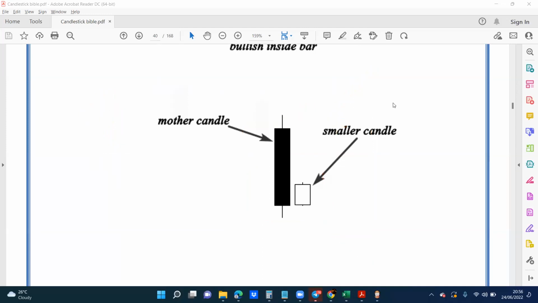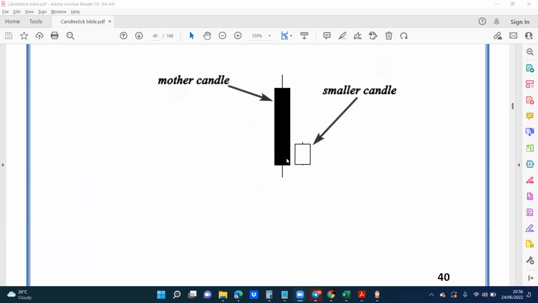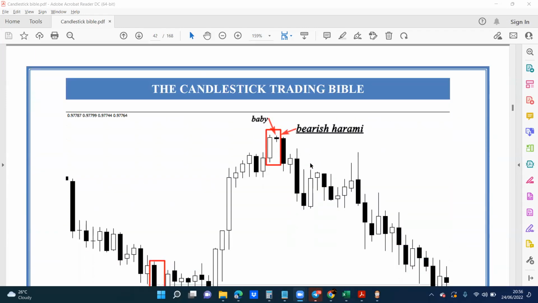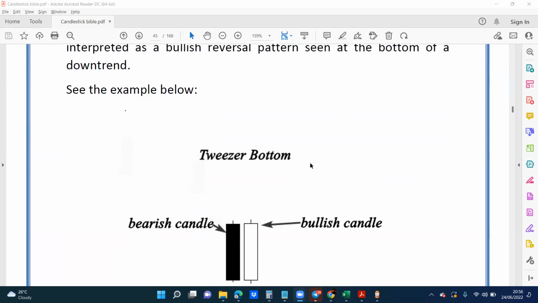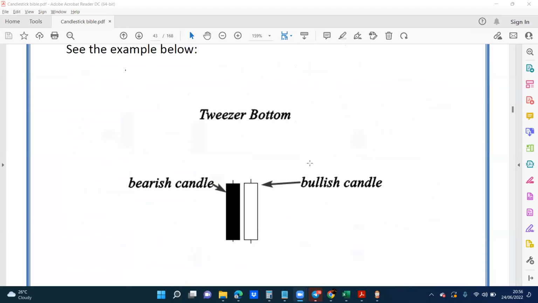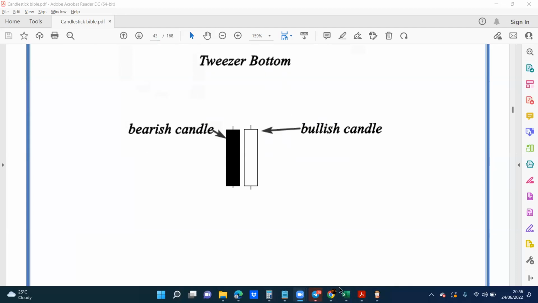So those are inside bars. This is a bullish inside bar, and then we have a bearish inside bar. But the one I really want us to look at before we wrap up is called the tweezer. The tweezer is also known as a railroad candle.